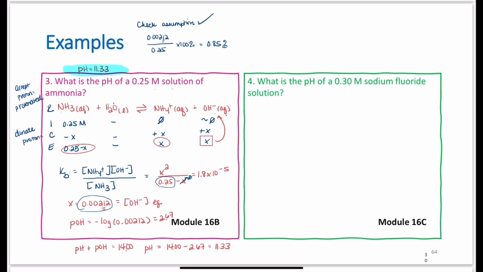Again, the question only asked for the pH, didn't ask me to check my assumption, but the chances of you being told to check your assumptions on assessments is pretty high. So I'm trying to show you guys how to do it now, so that you know what to do when you get those questions.